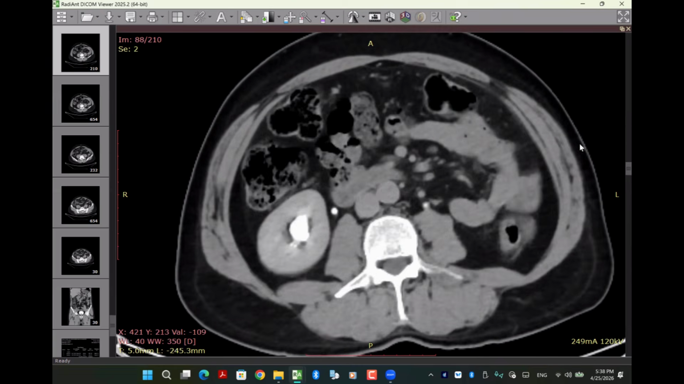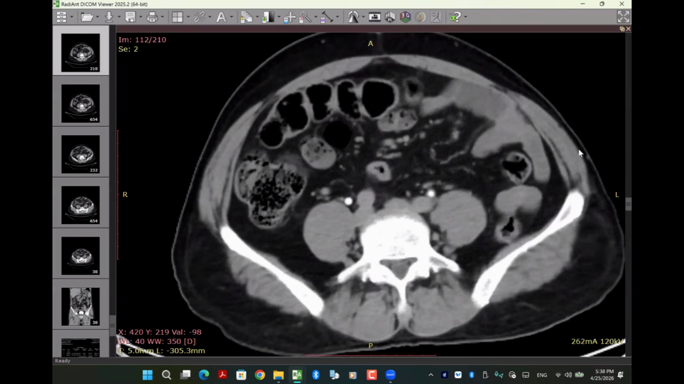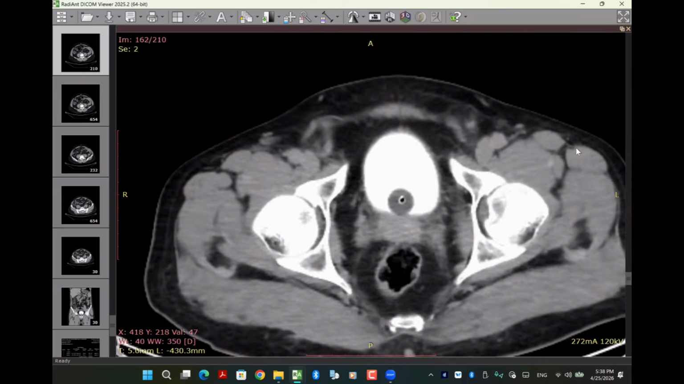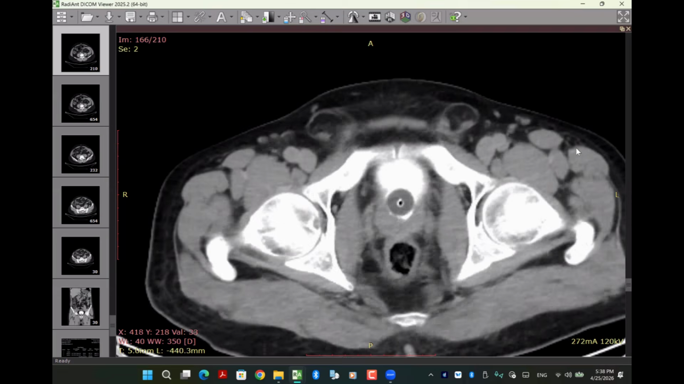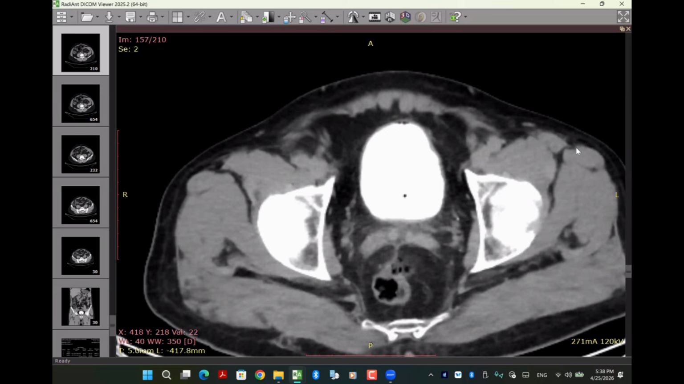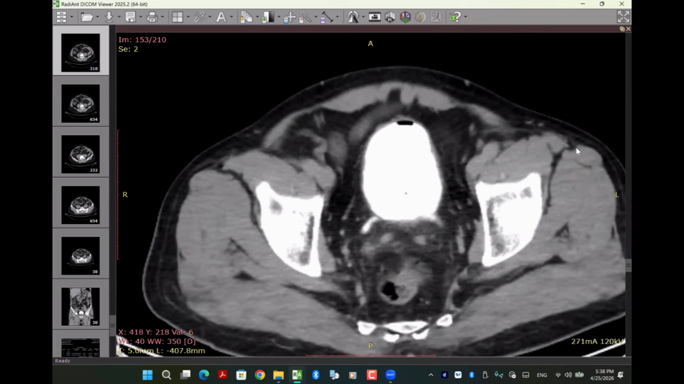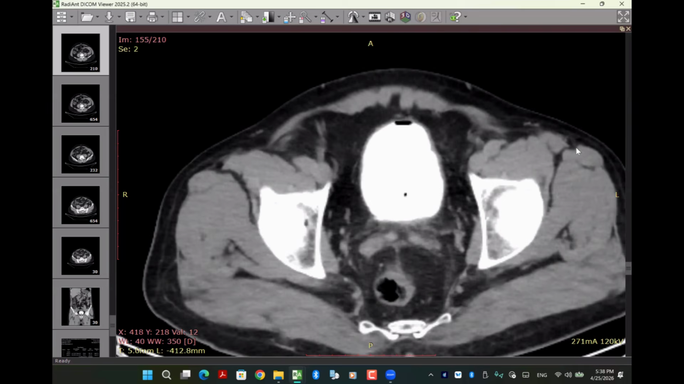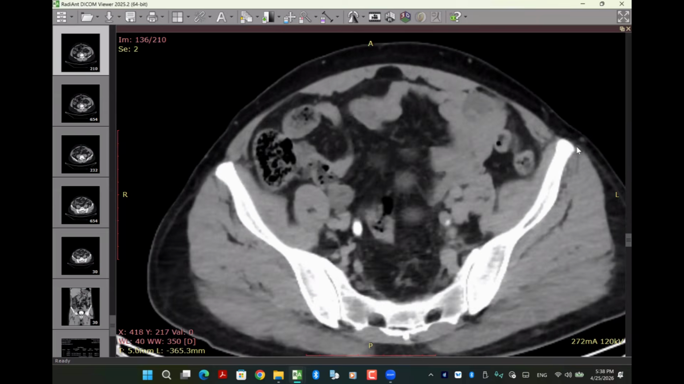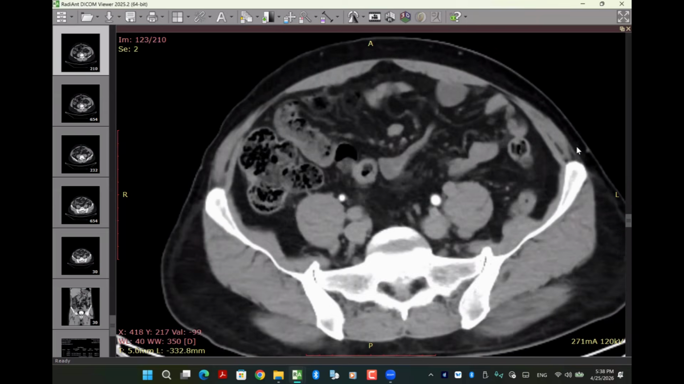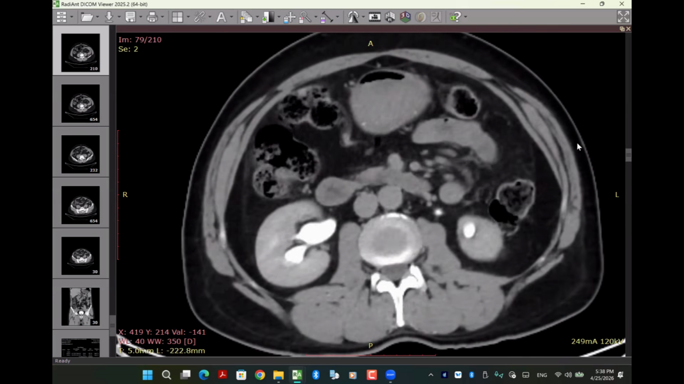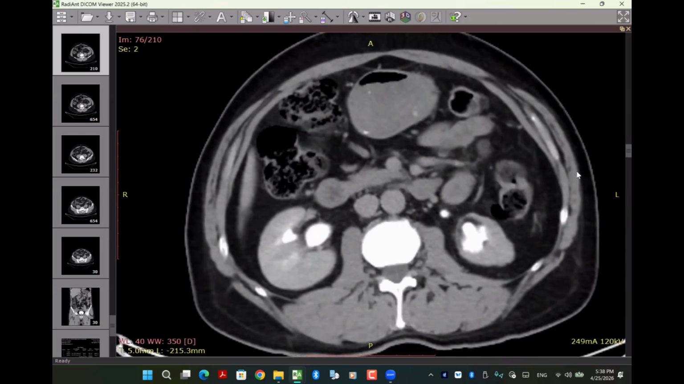Now on the delayed images, I'm looking at the urinary bladder. There is thickening seen in the urinary bladder wall, especially in the left lateral wall. You already told me there is thickening, and you confirmed the thickening in this urinary bladder. What else? There's no intraluminal mass seen.